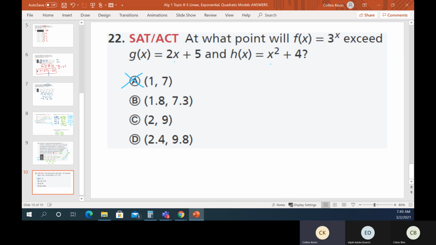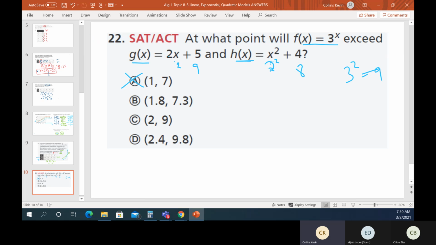Let's try the 2 before we do the fancy ones. So if I do 2 up here, so this is going to be 3 to the second power, that's 9. Okay. And then over here, if we plugged in 2, we get 2 times 2 is 4, so that's going to be 9 also. And over here, if we plug in 2 times 2, that's going to be 4, right? 2 squared is 4, plus 4 is 8. All right, so this guy's already been passed up. These two guys are exactly the same.